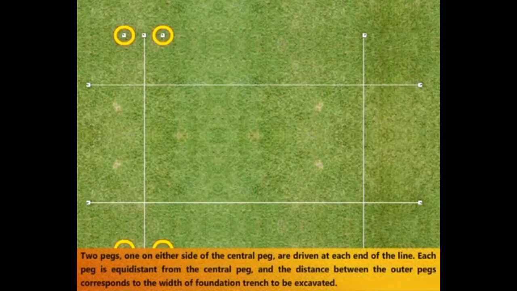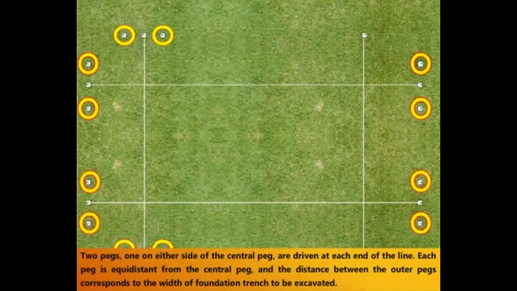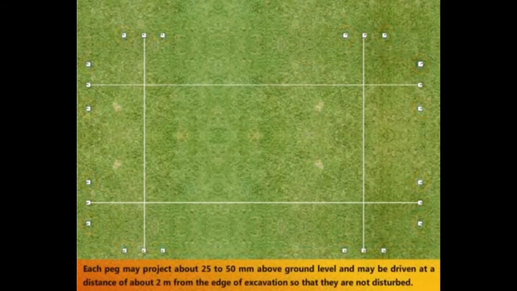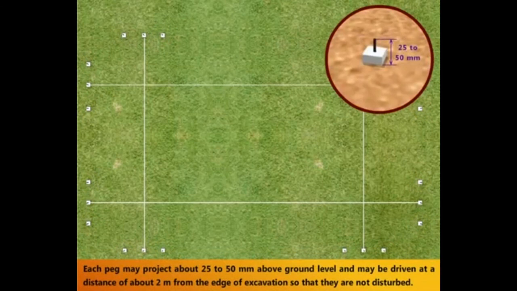Two pegs, one on either side of the central peg, are driven at each end of the line. Each peg is equidistant from the central peg, and the distance between the outer pegs corresponds to the width of the foundation trench to be excavated. Each peg may project about 25 to 50 mm above ground level and may be driven at a distance of about 2 meters from the edge of excavation so that they are not disturbed.